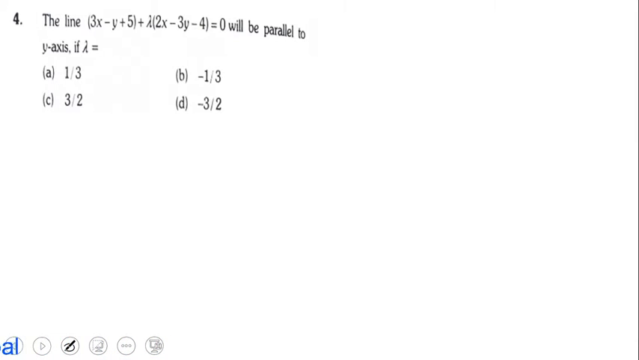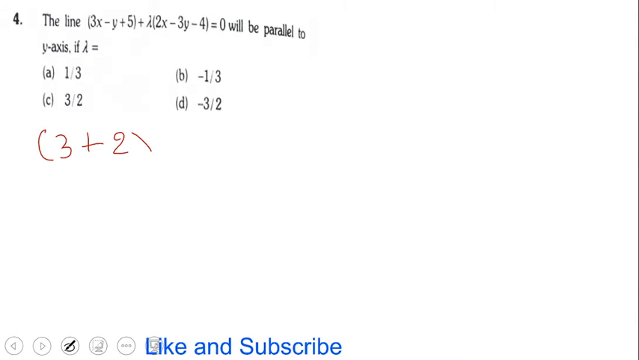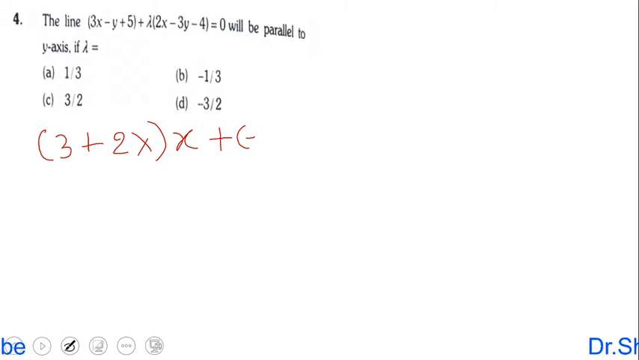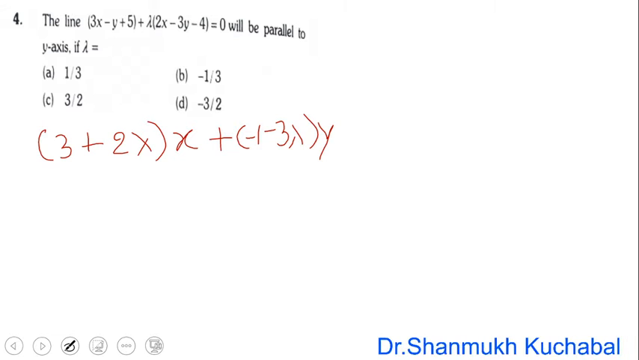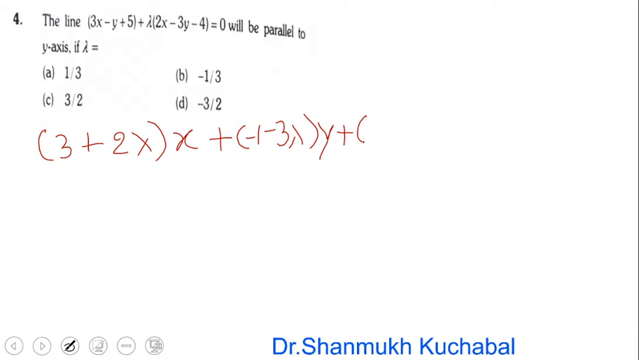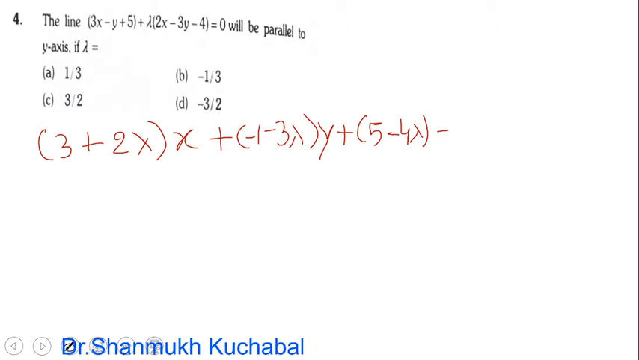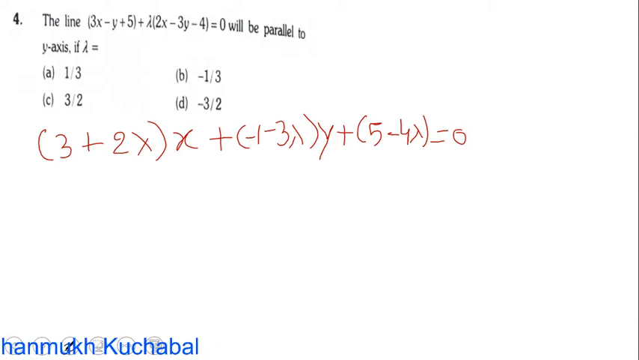So we will rewrite this equation. We'll take the x coefficient, y coefficient and then the constant. So like that, we will collect x. First we get 3x plus 2 lambda x; we will take x as common. Then next we'll take y as common. It is minus 1 minus 3 lambda into y, plus the constant. So we get 5 minus 4 lambda is equal to 0 here.